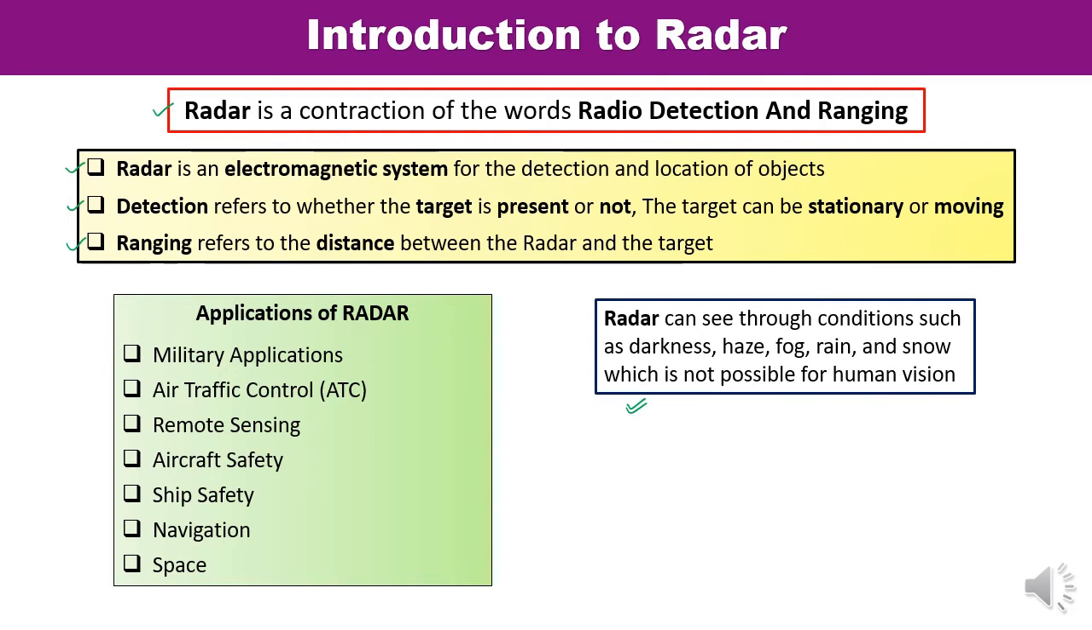There are various applications of radar. It is almost being used in every field. Some of the applications I have listed here: military, air traffic control, remote sensing, aircraft safety, ship safety, navigation, space. So these are some of the important applications.